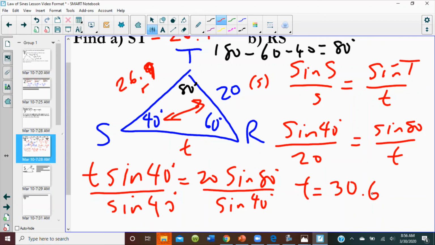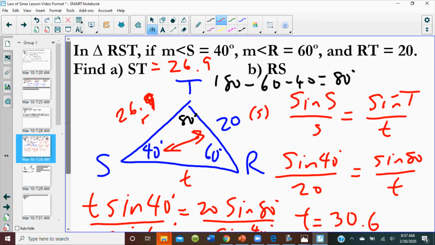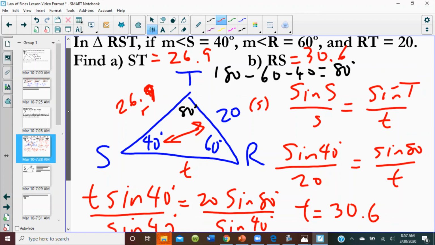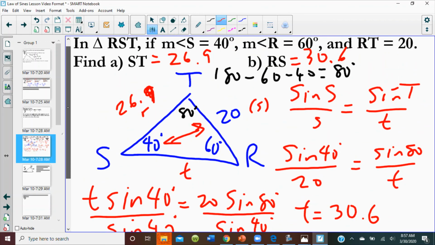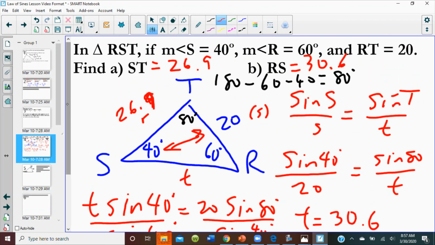So the idea now is that we are going to put this here, and we have found that this is equal to 30.6. So we found the sides of a triangle using this new rule called the law of sines. Okay, any questions out here? All right, this is okay.